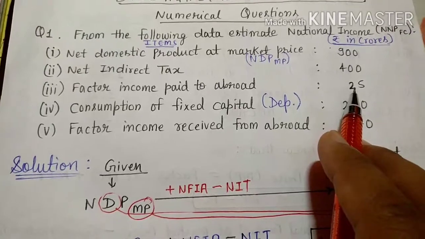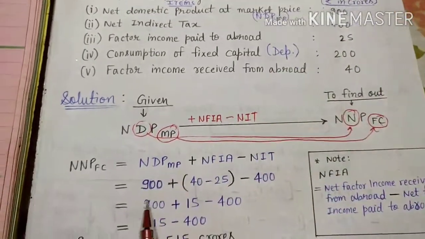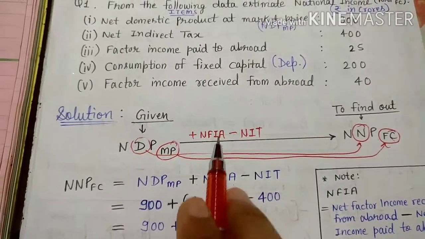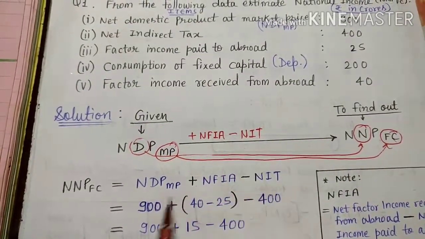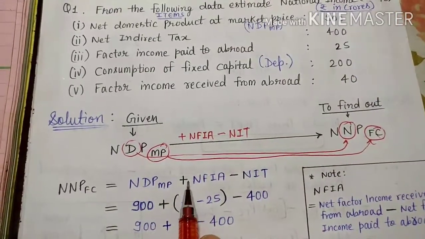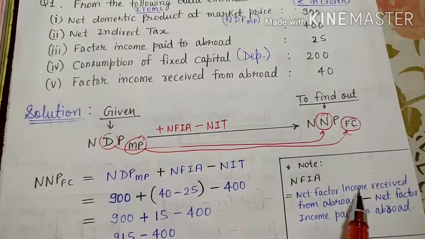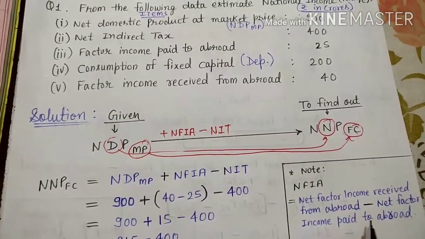So let's solve this question. What is given to us? NDP at MP, that is 900 crore. So we will write this one: NDP at MP plus NFIA minus NIT. NDP at MP was given 900 crore, so we have written 900 plus NFIA. As I told you, we have to find out NFIA how? From income received, minus what? Income paid.